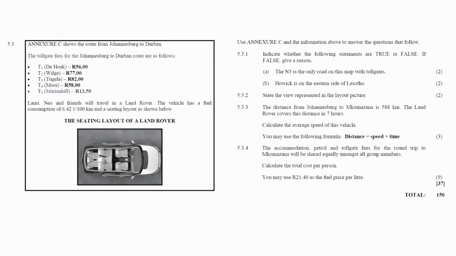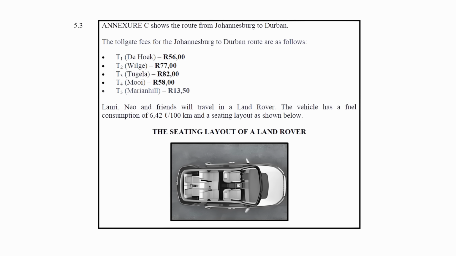Question 5.3 consists of 3 maps and plans questions, 1 measurement question, and 1 finance question. It is stated that Annexure C shows the route map from Johannesburg to Durban. You are given the tollgate fees for the Johannesburg to Durban route. The group of friends will be traveling in a Land Rover. The vehicle has a fuel consumption of 6.42 liters per 100 kilometers and a seating layout as shown.